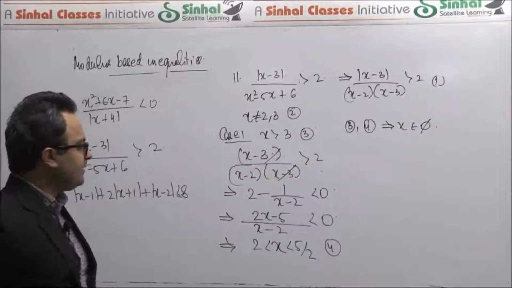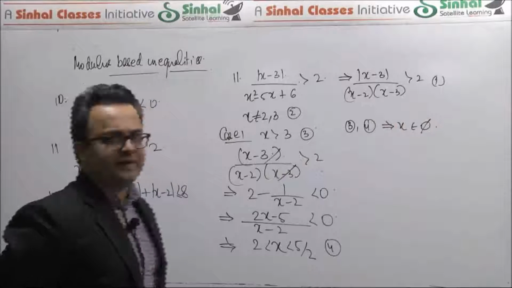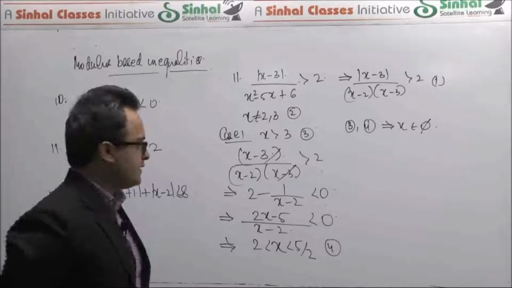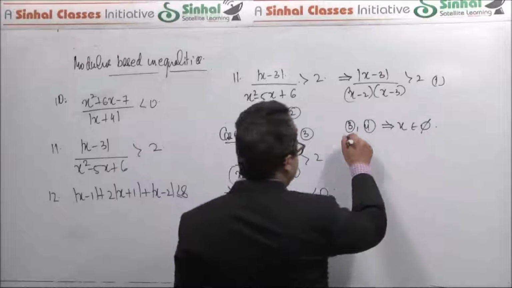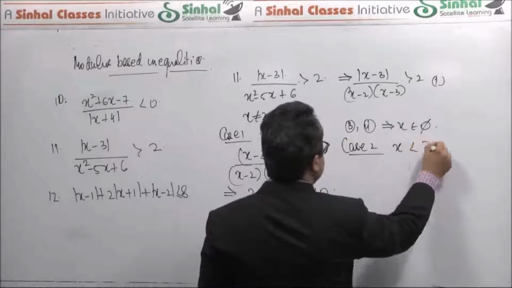So from statements 3 and 4, you get that there are no such values of x. So case 1 effectively does not give us any solutions. So we'll now have to go on to case 2, for which x is less than 3.